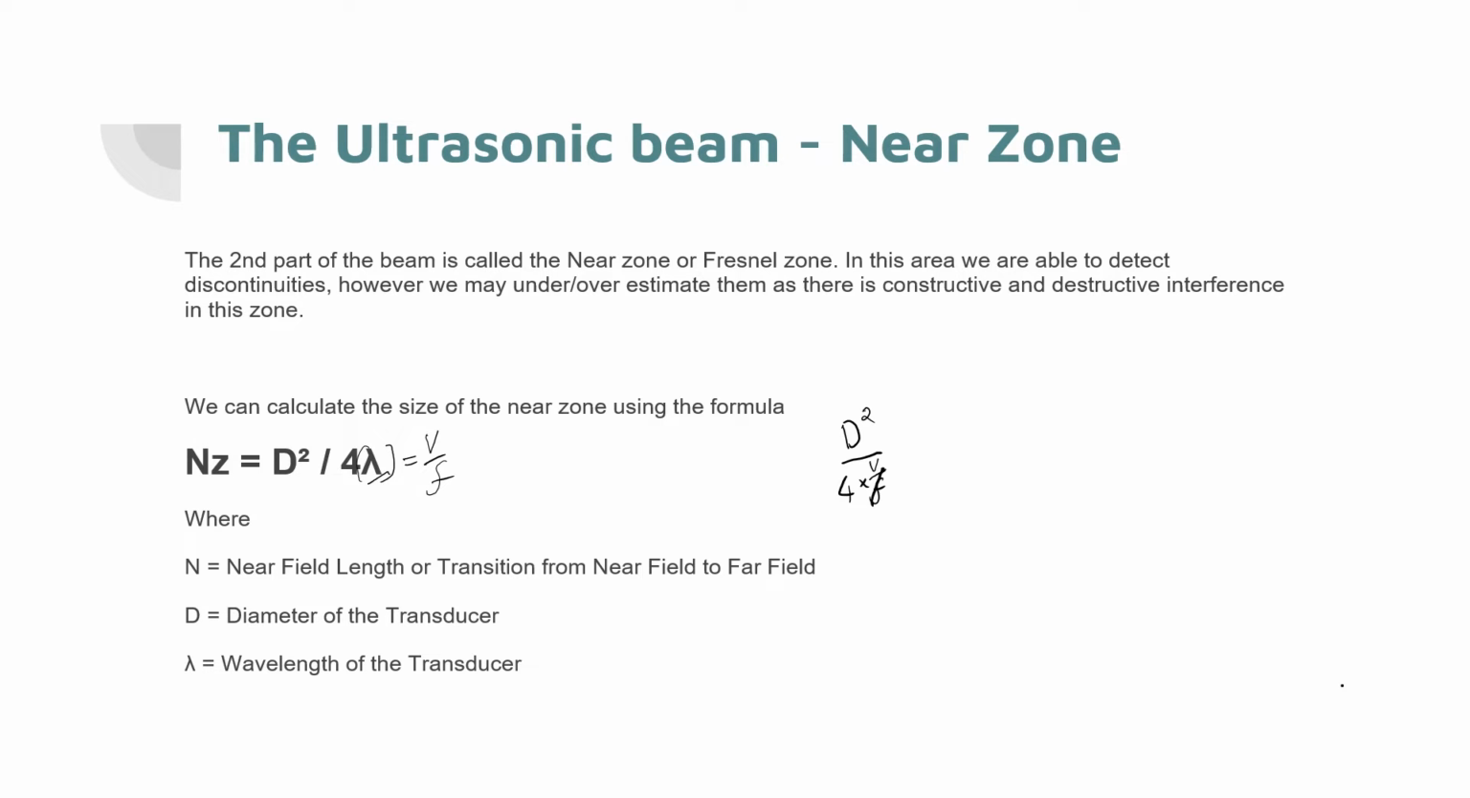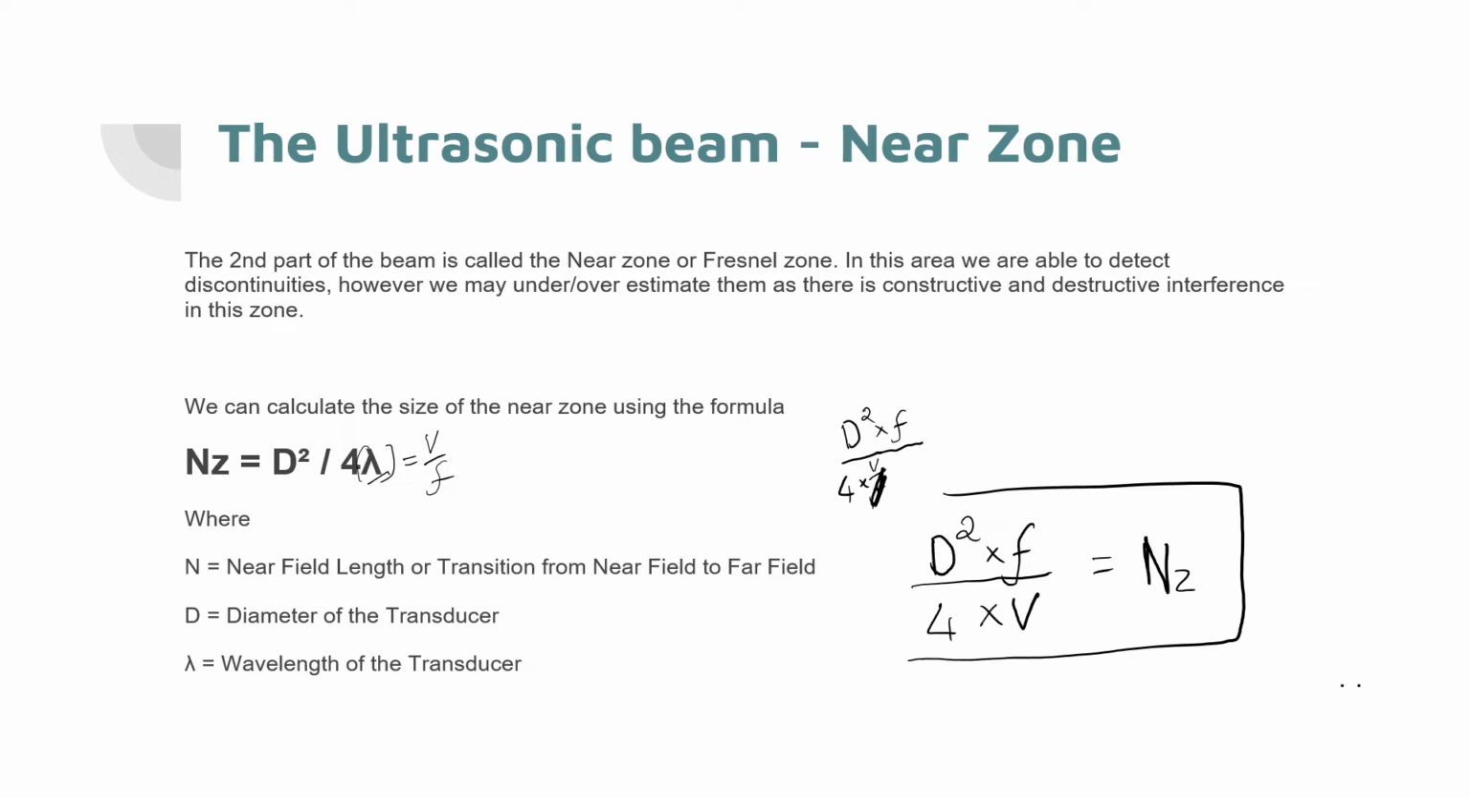So we can cancel this frequency out and move it to the top here. Now, this leaves us with the formula: d squared multiplied by frequency, over 4 multiplied by velocity. And this should give us our near zone. I recommend using this one since it spares you one calculation. It is a little bit more difficult to memorize, I guess, but in the long run, I think this is the way to go.